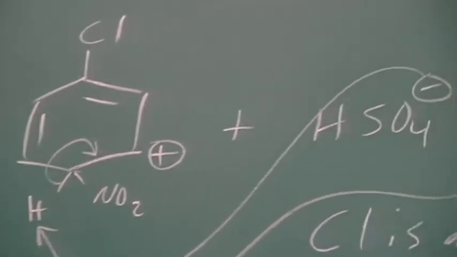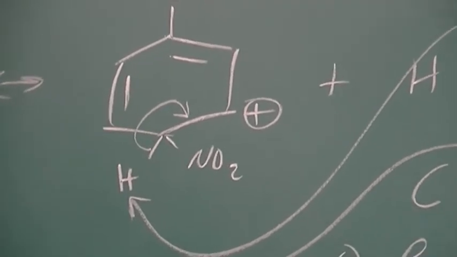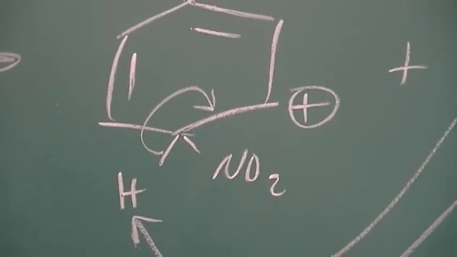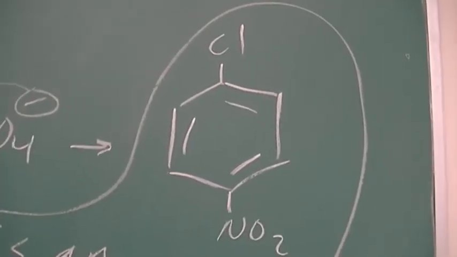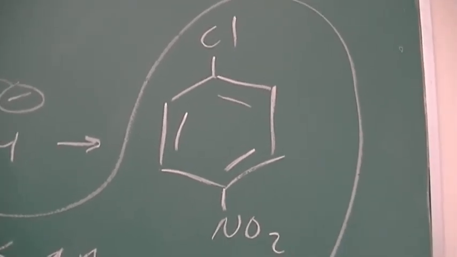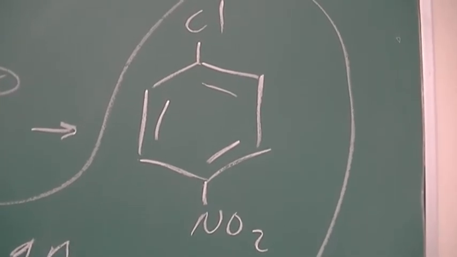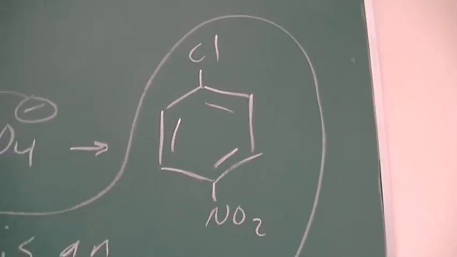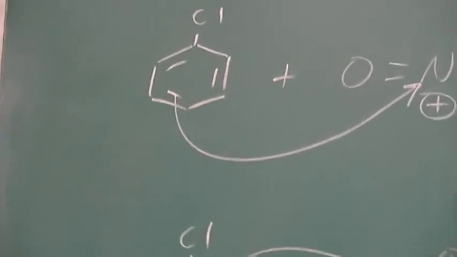And then your final step is your HSO4 minus pulls off the hydrogen that is on this sp3 carbon and reforms the aromatic system. And so you get your major product. Alright, and so you got your para-nitrochlorobenzene. Alright, and so we have 2 other positions on the benzene ring, and I will show them as well.